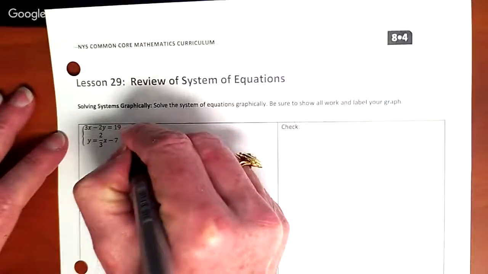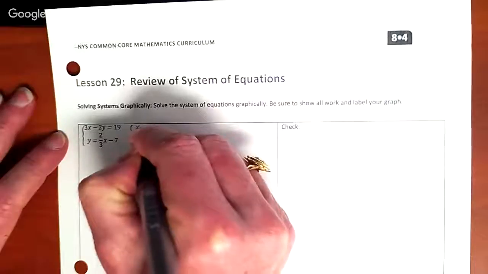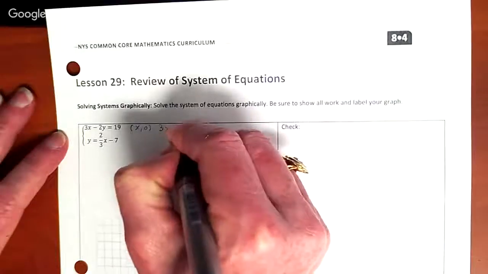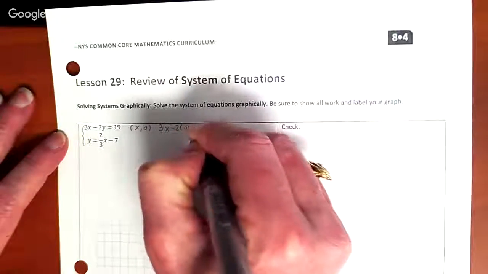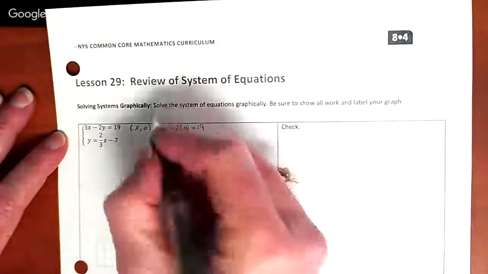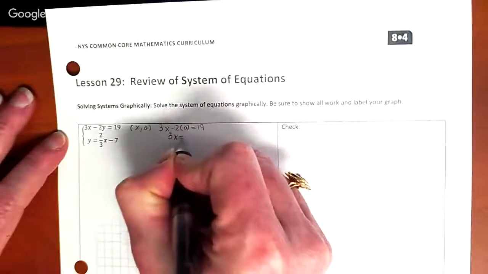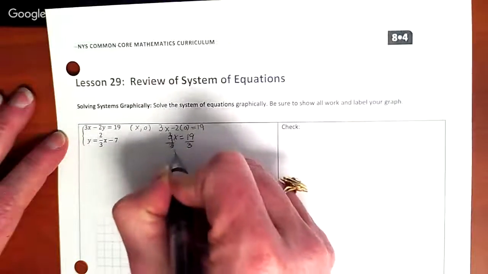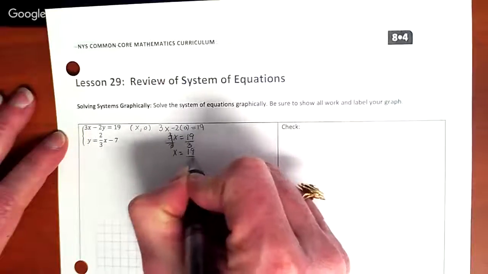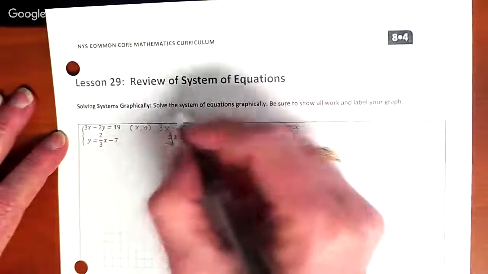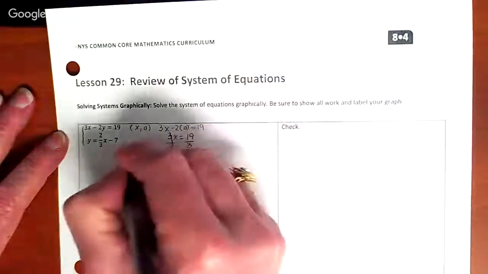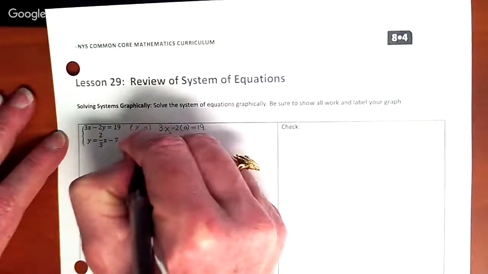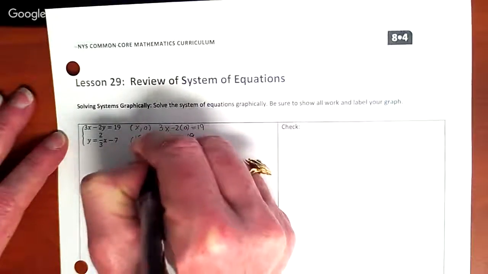For the first one, I'm going to use x, comma 0. So here we've got 3x minus 2 times 0 equals 19. So 3x equals 19. Divide both sides by 3. So we have x equals 19 over 3. That gives us x equals 19 over 3, comma 0.